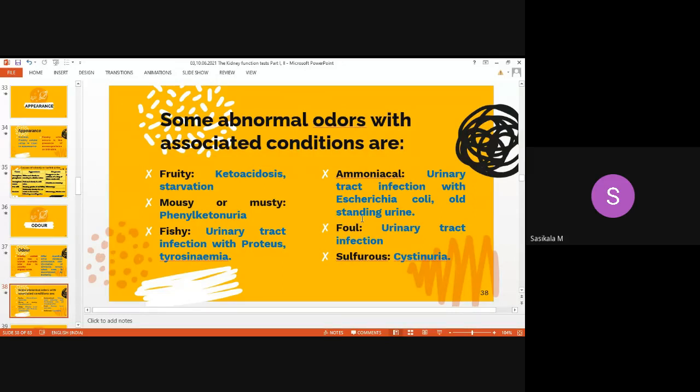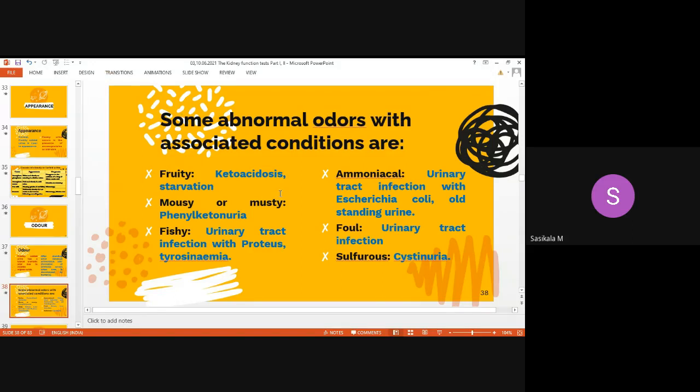Then foul smell is due to UTI. Then sulfurous smell is due to cystinuria, that is an amino acid metabolic disorder. So these are all the various abnormal conditions indicated by odor change of urine.